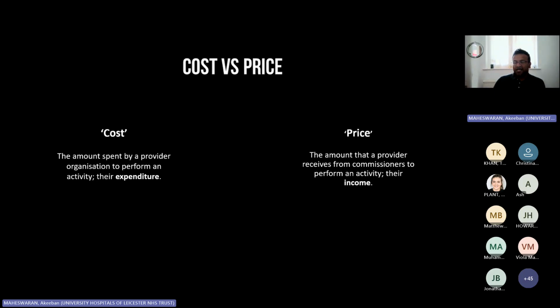Historically, most organisations were only really concerned about the price. They were generating income. The more income they get, the better. And that was a driver for business cases, for all types of quality improvement projects, service improvement projects. It was all about whether you can drive income.